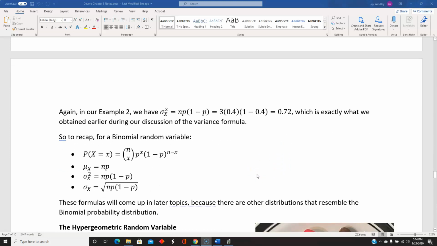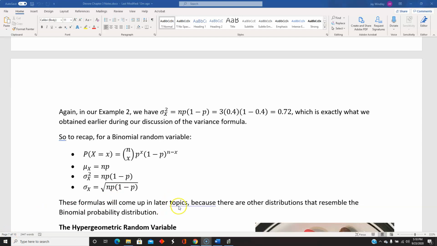So to recap, the formulas related to binomial random variable, we have the probability formula, which is also on the calculator. We have a quick formula for the mean and a quick formula for the variance. And if you wrap that up in the square root sign, then we have a formula for the standard deviation. These formulas might come up in later topics because there are other distributions that resemble the binomial probability distribution.